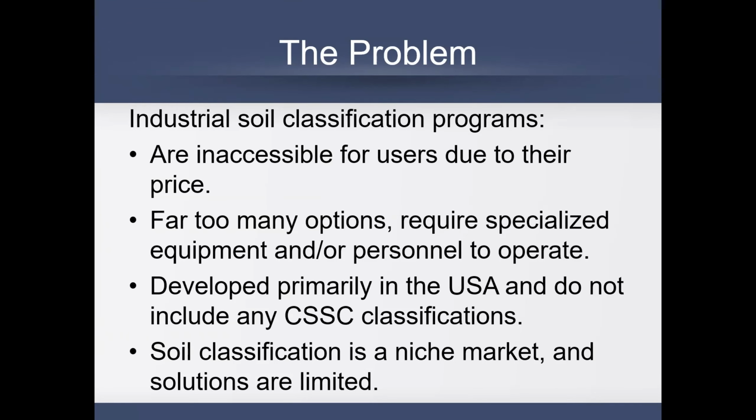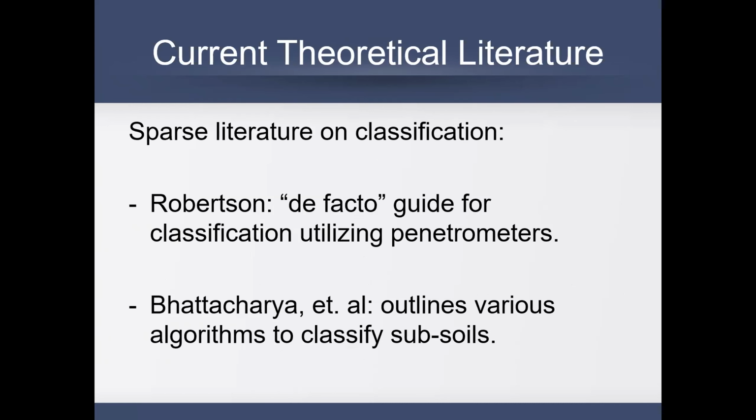Currently, programs are very inaccessible for users. There are far too many options, and they require specialized equipment or personnel to operate. A majority of them are developed primarily in the USA, and there's quite a bit of literature on Indian soil classification as well, because the US and India are major wheat exporters and importers. Obviously, they don't adhere to our Canadian system of classification, which renders them unusable in our instance. Soil classification in and of itself is a niche market, and so solutions are limited.